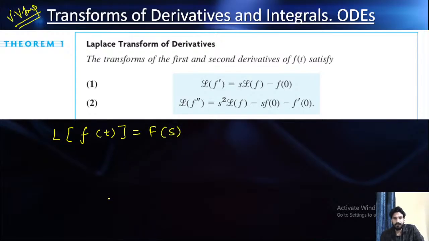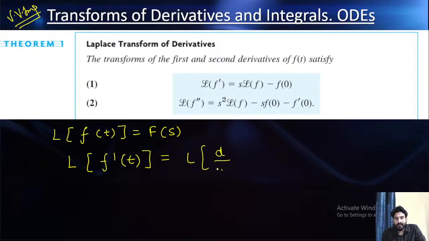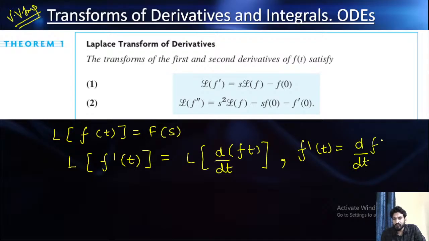Great, we know this. Now I'm asking what is the Laplace of f dash of t, or I can say what is the Laplace of d by dt of f of t? So f dash t is nothing but one time differentiation of the function f of t. It is clear to you. And in a similar way, f double dash is d square upon dt square of f.